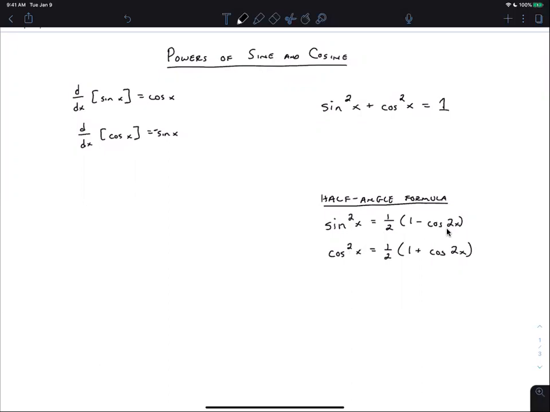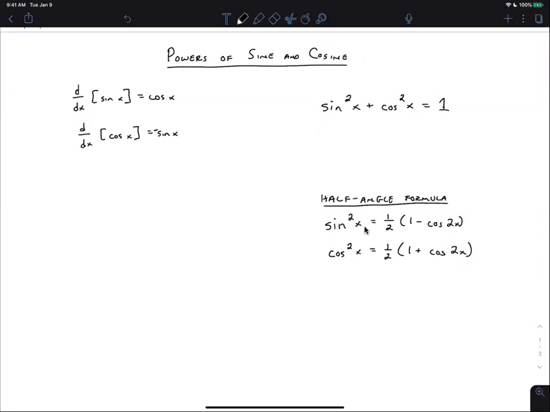This is a variation on the half angle identity that is typically covered in pre-calculus or trig. So if you took a class like that, you probably went over one, and it probably was like sine x equals plus or minus the square root of something. And this is a manipulation on that identity. If you don't remember that, okay, fair enough, but we need to be able to use these two identities.